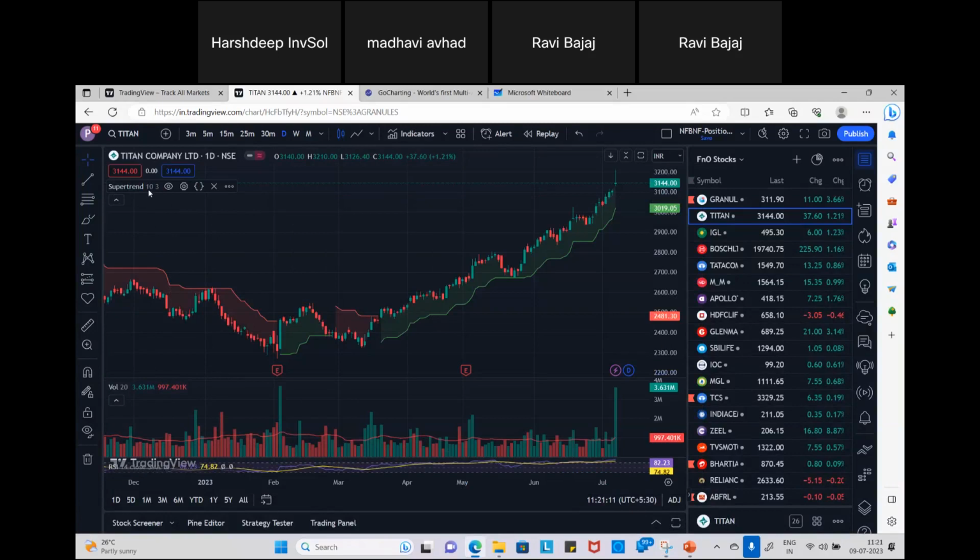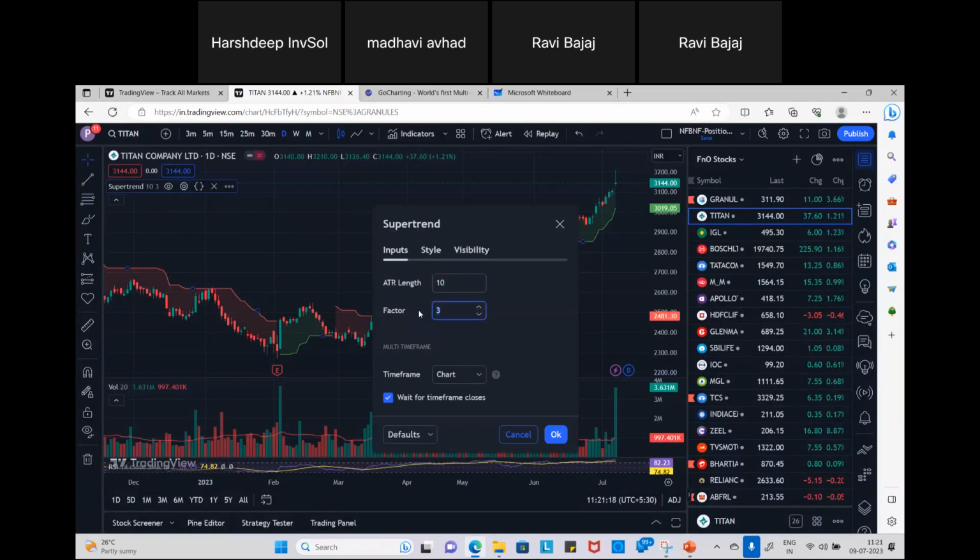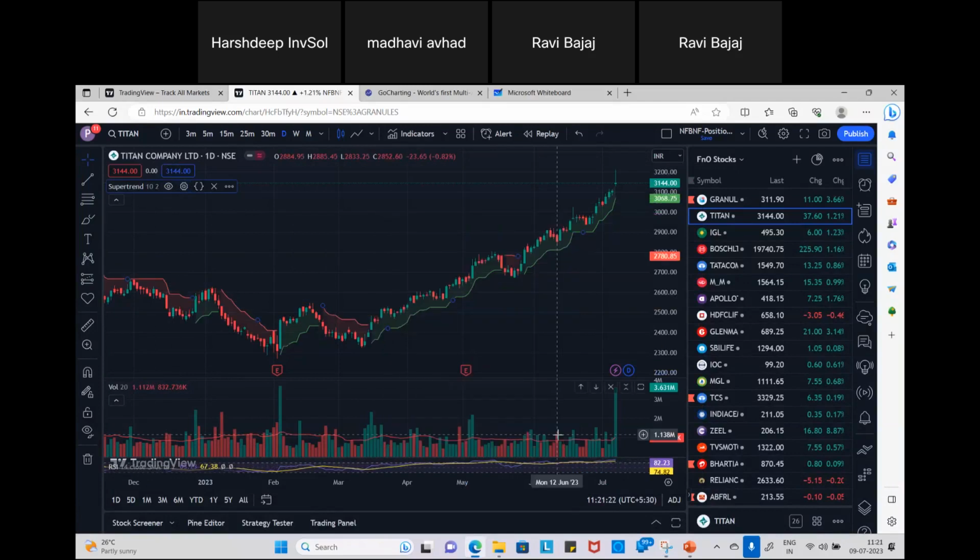Default is 10 and 3. We need to change this to 10 and 2. Okay, so that's the first change. The reason is it gives you a little early entry, but we also need to have another indicator to see whether the decision we are taking has a confluence.